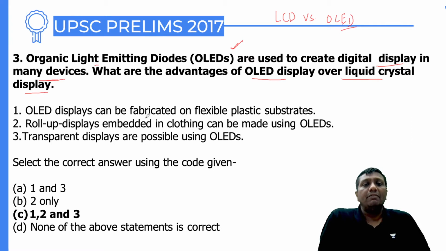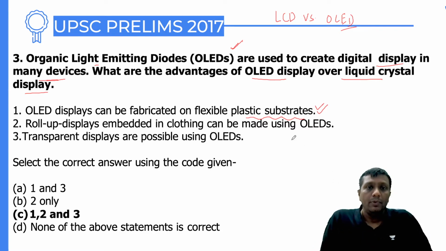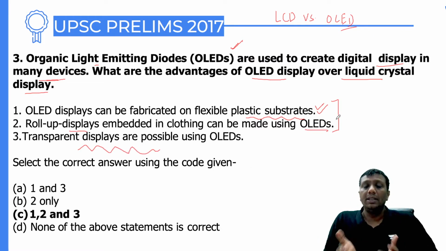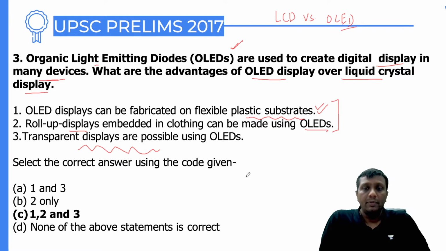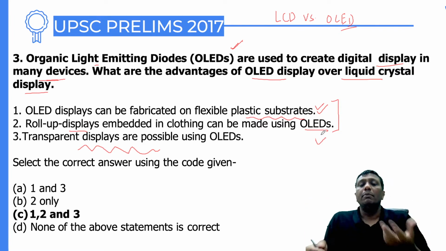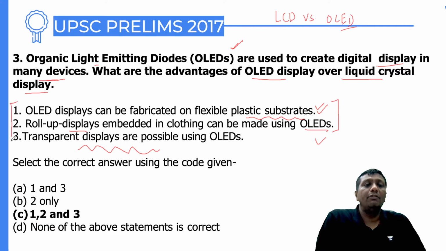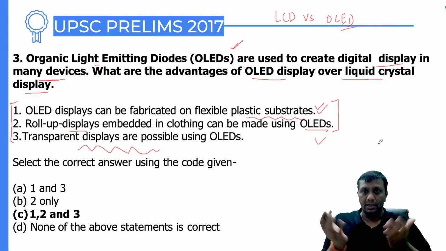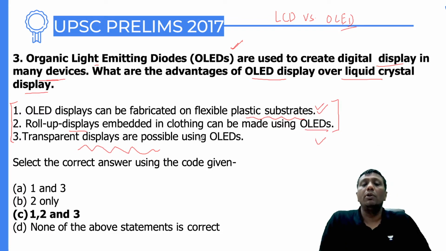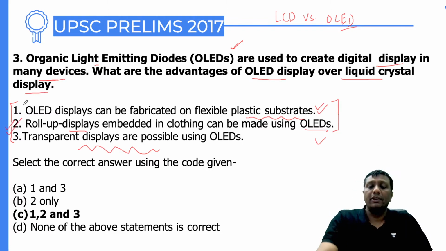OLED display can be fabricated on a flexible plastic substrate. Definitely, guys, it is a flexible material, and that is the reason we can roll it out like a carpet also. Roll-up display embedded in clothing can be made using OLED. I just told you, it is right. And we can develop a transparent display. Even the curved TVs available now are somehow a modification of OLED TV. We bend the board to the side at the time of manufacturing, and that's why the angle view problems come in front of the eye. That angle view problem will also go away. So all the statements are right in this case.